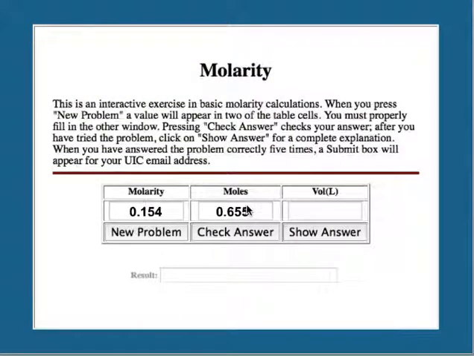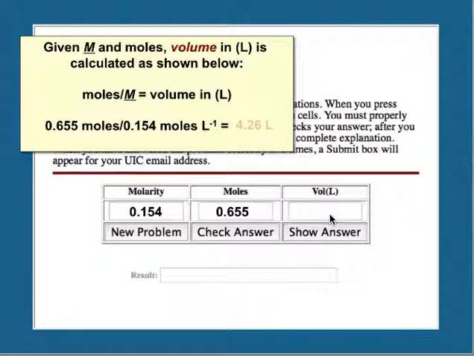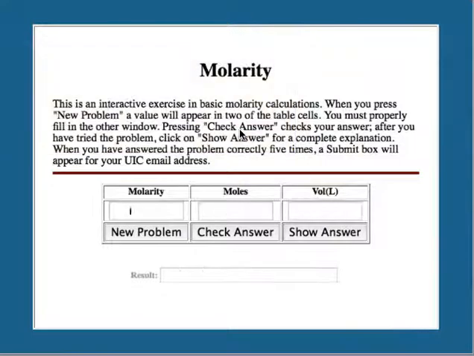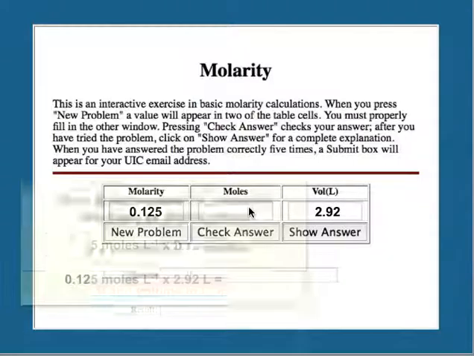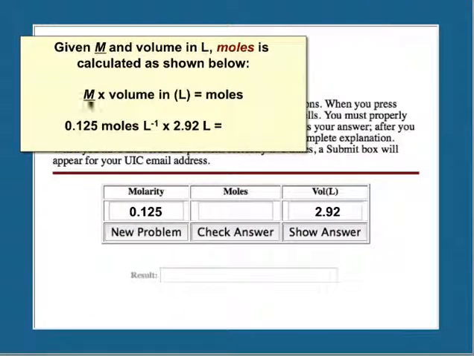Here we have molarity and moles. We're solving for volume. Volume is going to be moles divided by moles per liter. And in this case, it's 4.26 liters for our volume. Our last one here, we have a molarity. We have a volume, and we're looking for moles. Moles is going to be molarity multiplied by volume in liters. So we have to convert that, multiply it out. We have 0.365 moles.